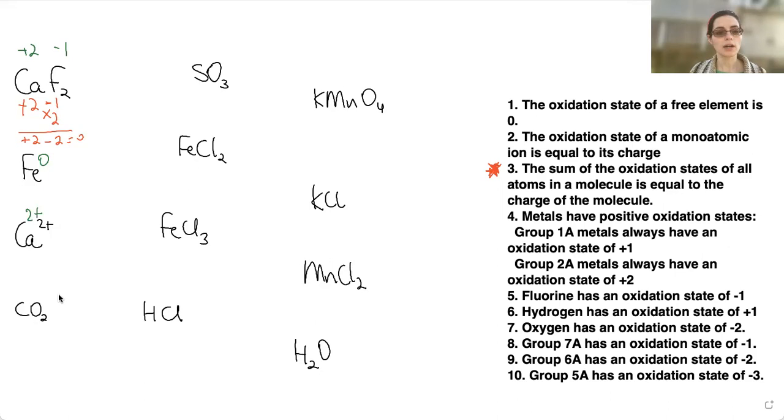So carbon dioxide, we have carbon and oxygen, right? So rule number 1, free element. We don't have a free element. Rule number 2, monatomic ion.